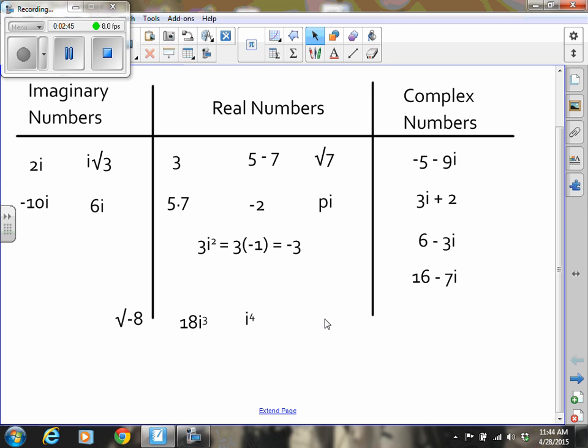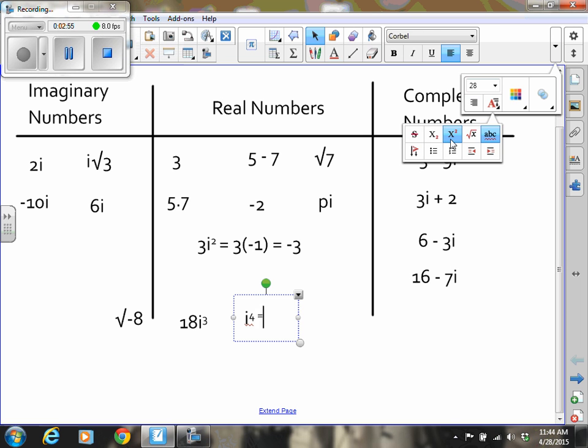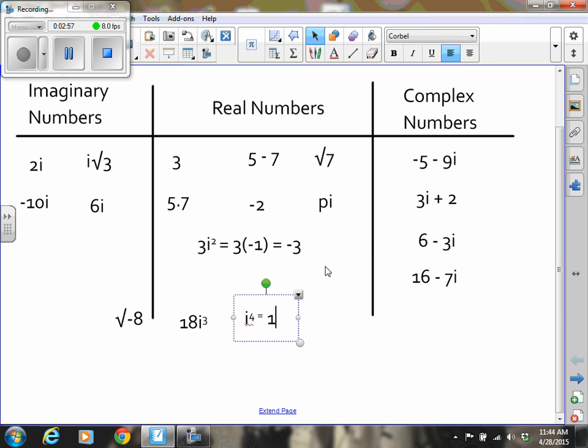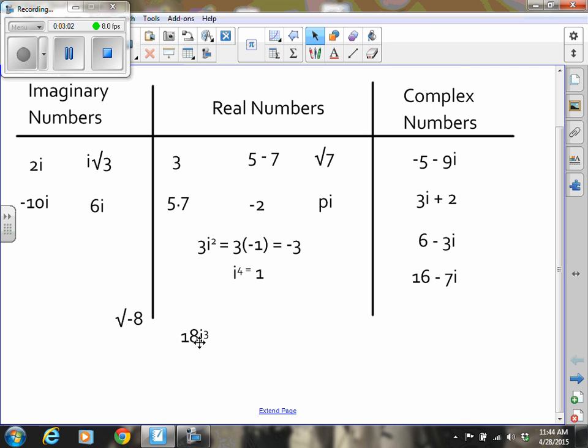It might have started out looking imaginary because i was present, but the simplification process made it constitute into a real number. Same thing with i to the fourth. We derived the value of i to the fourth to be equal to 1. Therefore, i to the fourth is a real number, although it is disguised as imaginary until I simplify it.